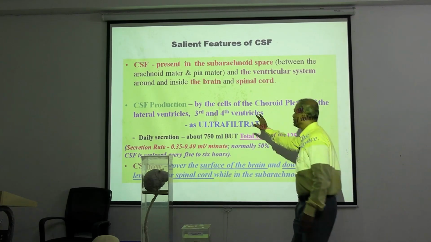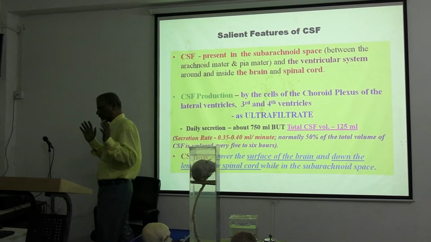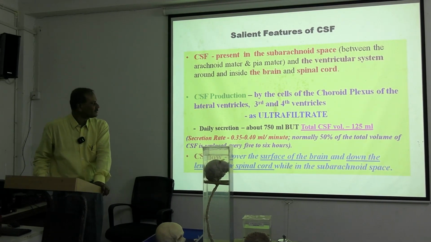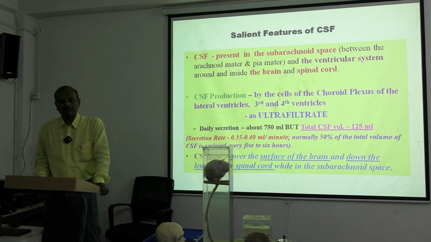It is produced from choroid plexus. This choroid plexus is present in both lateral ventricles. In a short while you will see the picture. There are 2 lateral ventricles, a 3rd ventricle and a 4th ventricle. CSF is an ultrafiltrate. Ultrafiltrate means protein concentration will be remarkably low.